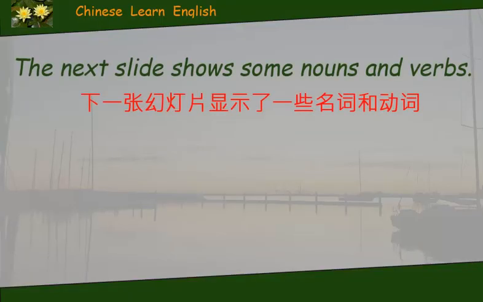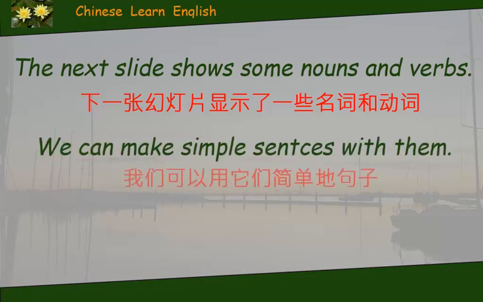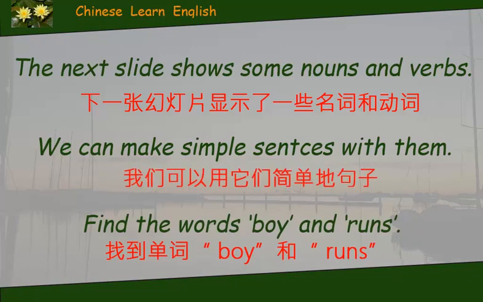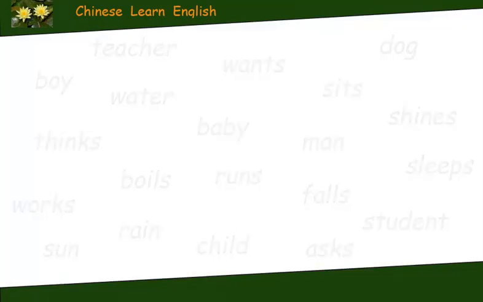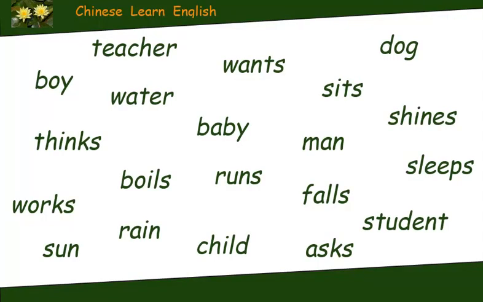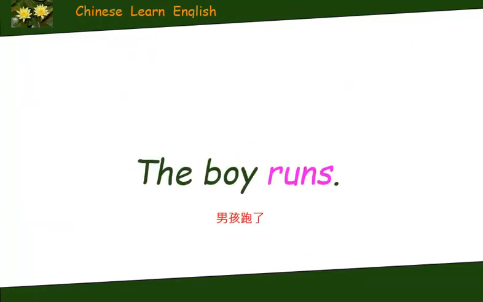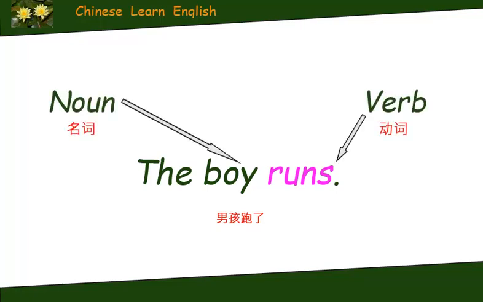The next slide shows some nouns and verbs. We can make simple sentences with them. Find the words boy and runs. Boy, runs. The boy runs. Noun, verb.